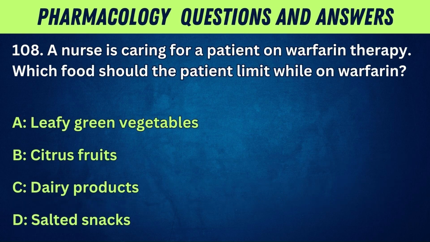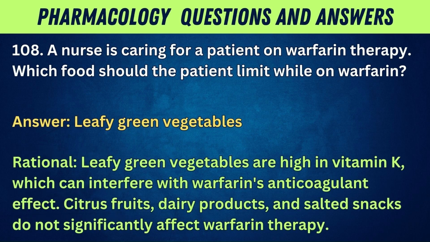108. A nurse is caring for a patient on warfarin therapy. Which food should the patient limit while on warfarin? A. Leafy green vegetables. B. Citrus fruits. C. Dairy products. D. Salted snacks. Answer: leafy green vegetables. Rationale: Leafy green vegetables are high in vitamin K, which can interfere with warfarin's anticoagulant effect. Citrus fruits, dairy products, and salted snacks do not significantly affect warfarin therapy.